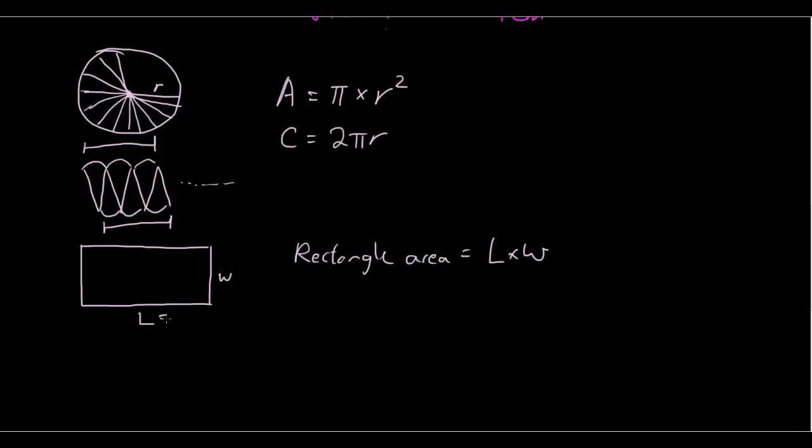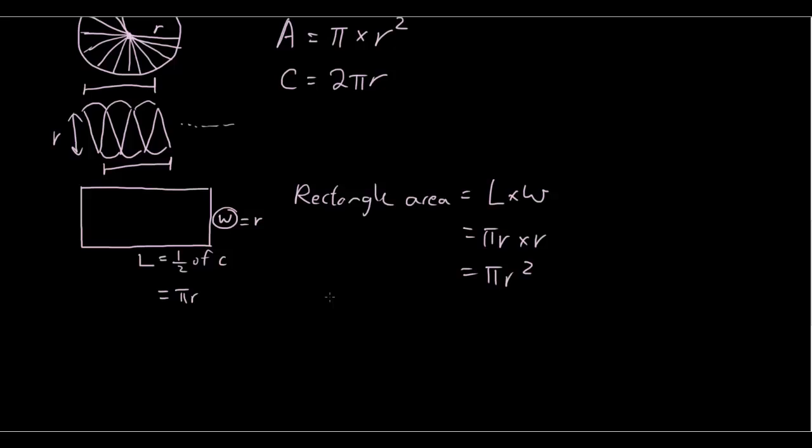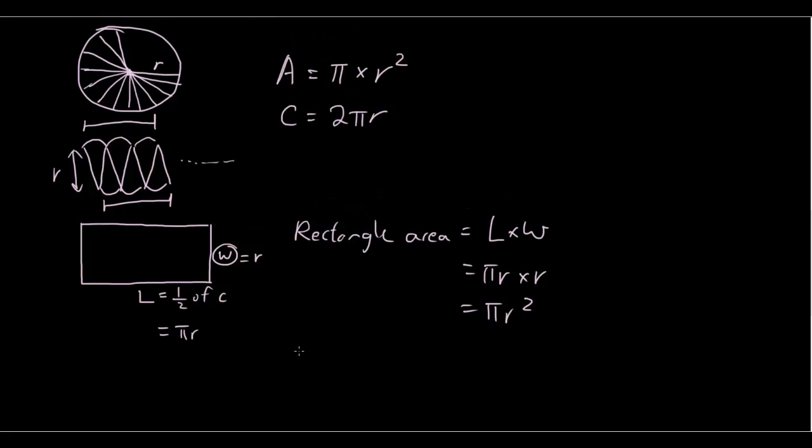Now the length is pretty much half of the circumference. So the length then becomes pi r. Now the width, which is this section here, is pretty much the radius. So therefore length times width is pi r times r, which is pi r squared. So the key to seeing this is to imagine these sectors are really small pieces, and when they line up to each other, they pretty much form a rectangle. So that is the reasoning behind that.